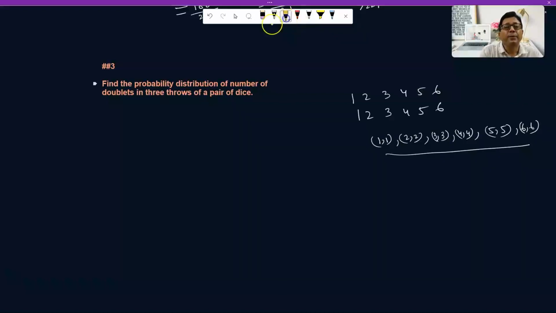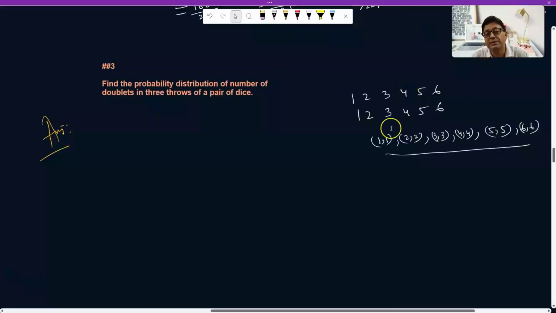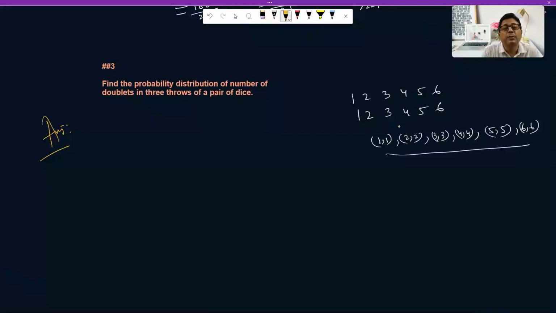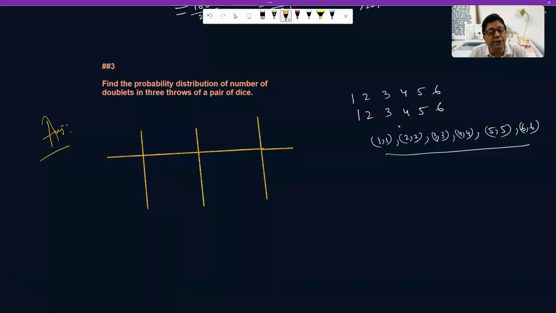You have to find the probability distribution, not probability only, of the number of doublets in 3 throws of a pair of dice. So when you are doing 3 throws of a pair of dice, what are the outcomes of the random variable? Let x be the random variable. Then what are the values of x? That you have to decide. It can be 1, it can be 2, it can be 3, it can be 0 also. Because it is 3 throws of a pair of dice.